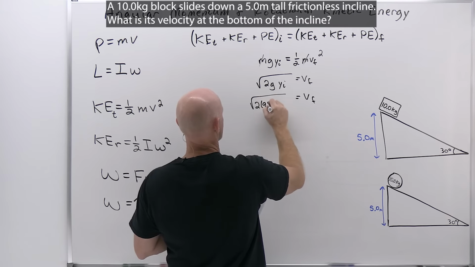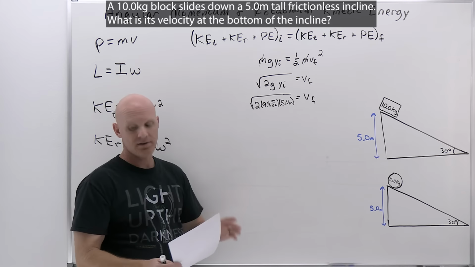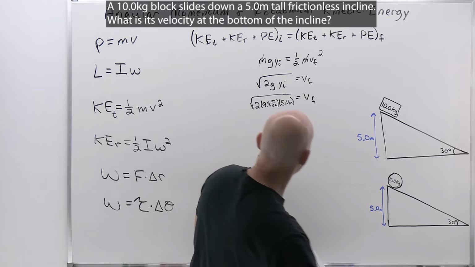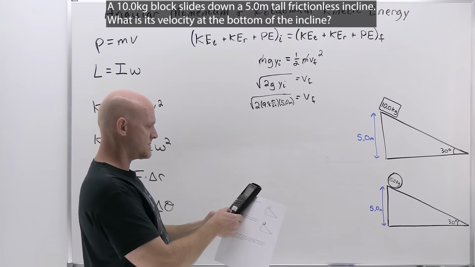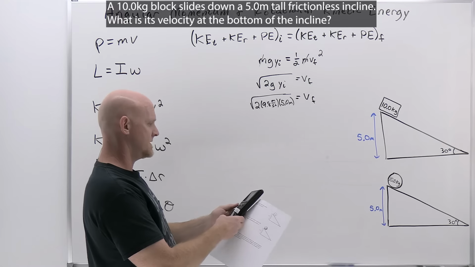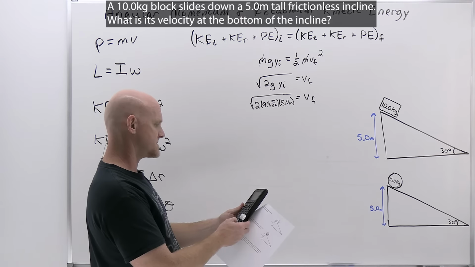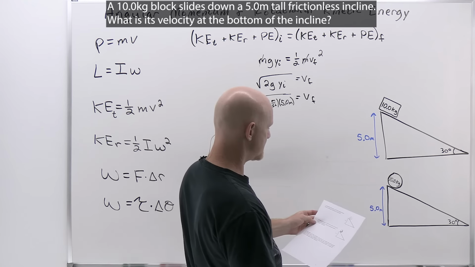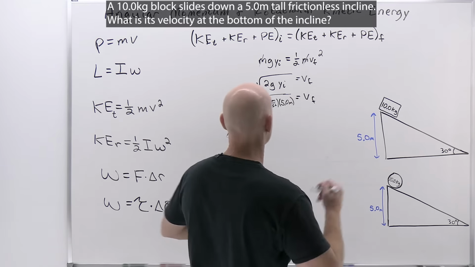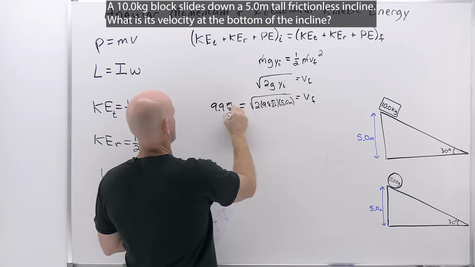From here we can do some plug and chug, but you can kind of see that 2 times 10, if we round it up, would be 20, and times 5 would be 100, and the square root of 100 is 10. Well, it's going to come out just a little bit lower than that in this case. 2 times 9.8 times 5 is 98 instead of 100, and we'll take the square root and get an answer just under 10, 9.9. Let's see, we want 2 sig figs? Yeah, so 9.9 meters per second.